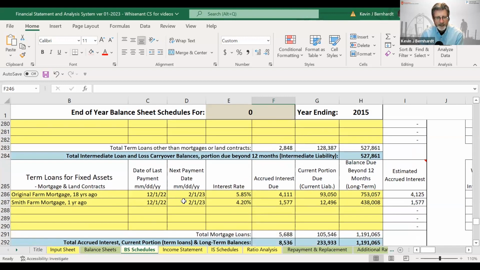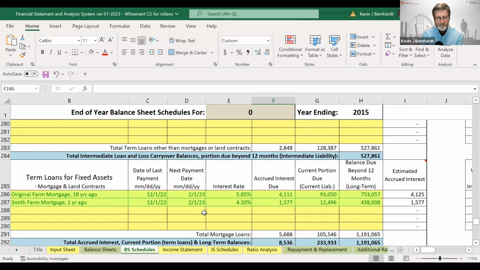The last section here is for term loans for fixed assets. These are going to be things like mortgages and land contracts for buildings and for land. We have the original farm mortgage that was taken out 18 years ago, and we're still paying on it. We have the Smith farm mortgage, which was taken out a year ago. You can see the relevant information for the date of the last payment. And remember that date of the last payment is for use in calculating what the accrued interest is.